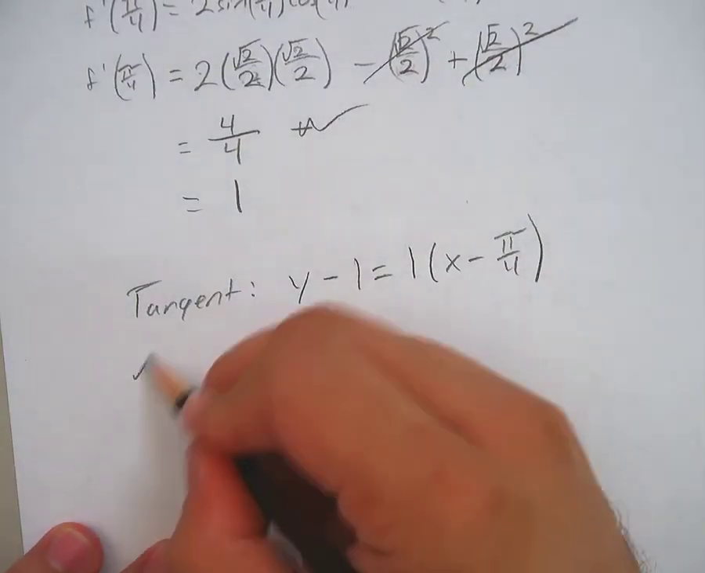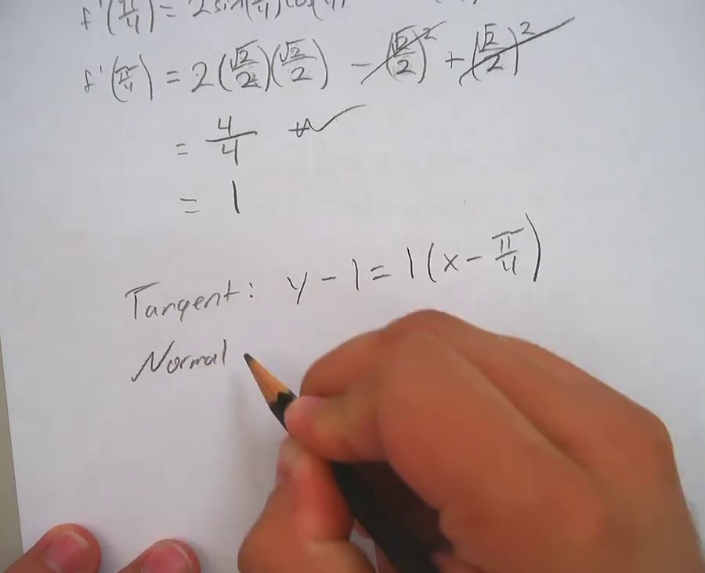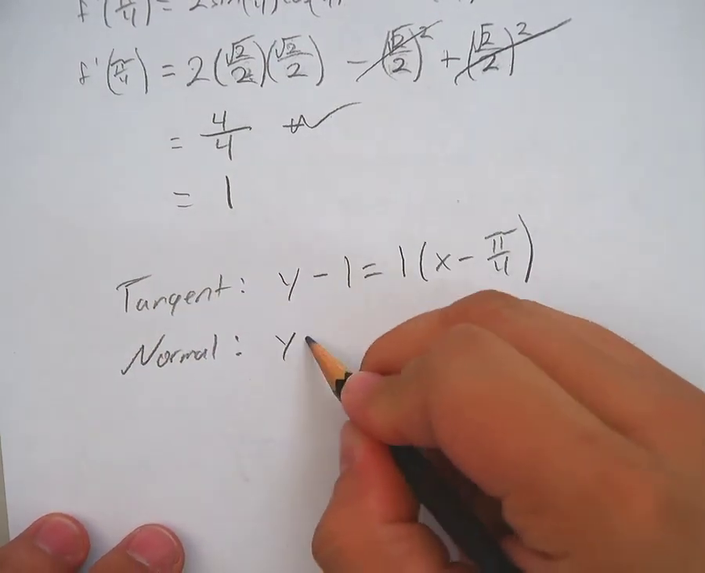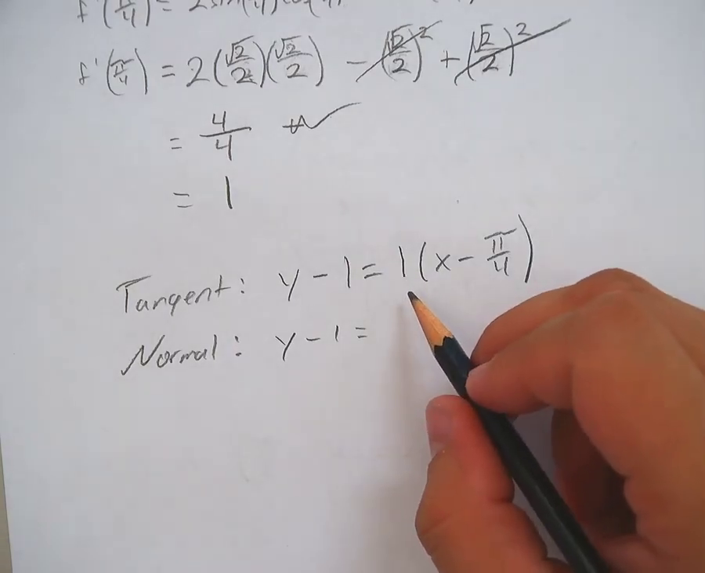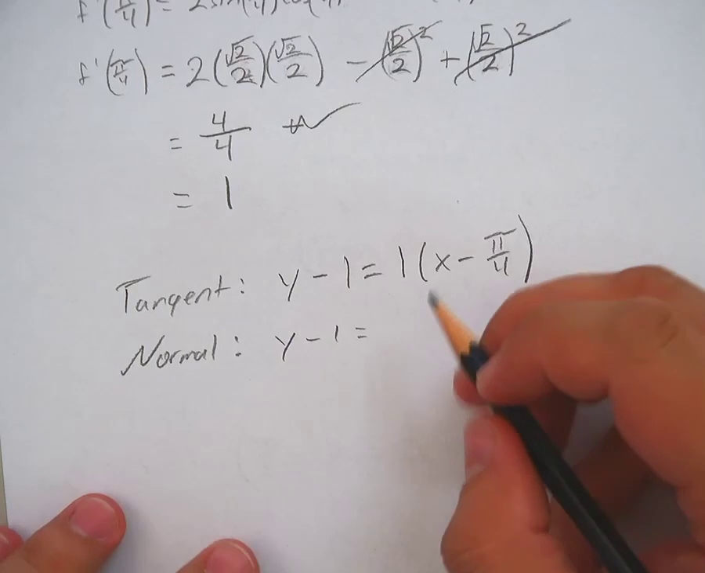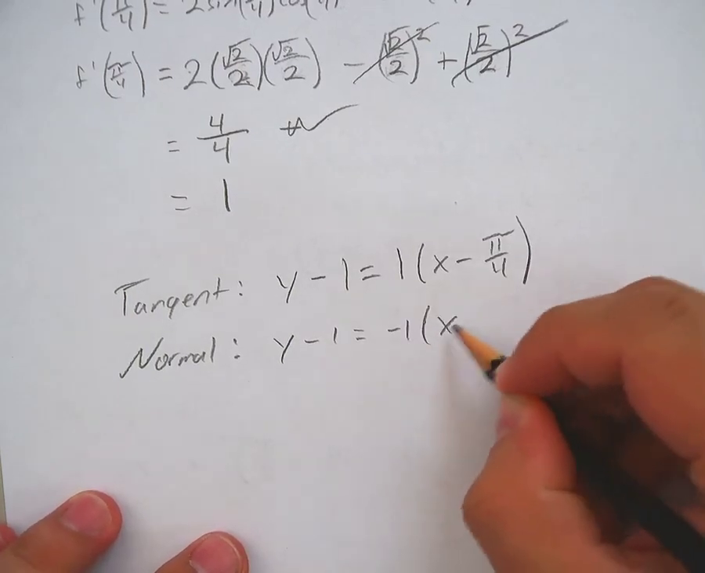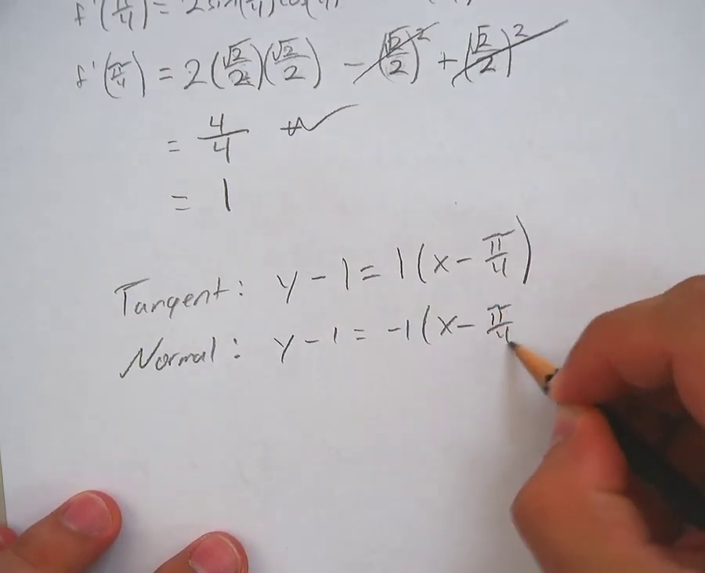Shock and awe. Your normal line, y minus 1, equals, what is the opposite reciprocal of 1? Well, the reciprocal of 1 is 1, and the opposite of that is negative 1. X minus pi over 4.